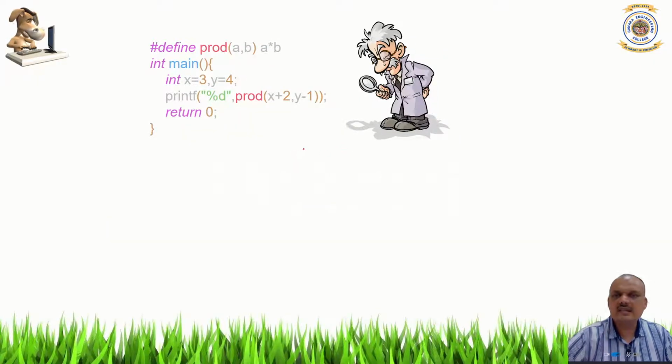Okay, so here is the next code. Go through it, do a dry run, predict the output, and let's analyze it.